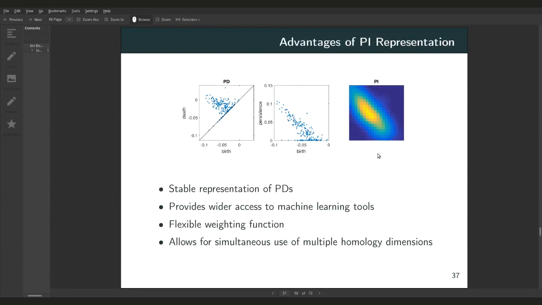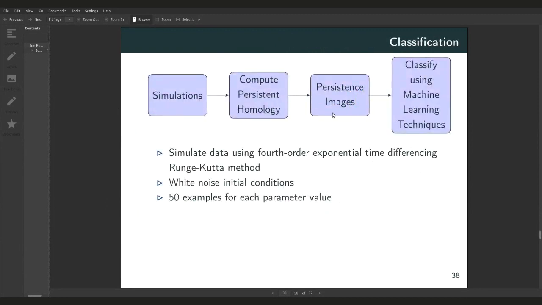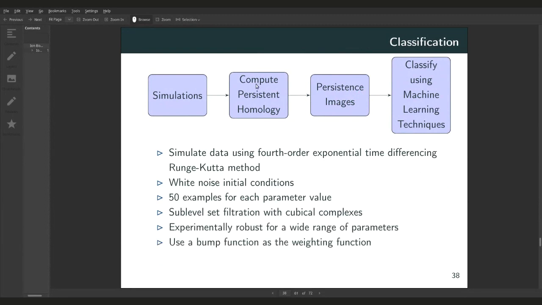So this is a stable representation, and one of the punchlines here is that it provides wide access to machine learning tools. The process here is we run a bunch of simulations. We compute persistent homology using a sublevel set filtration and cubical complexes again in this case. Then we compute persistence images. Just as a note, experimentally this is robust for a wide range of parameter values.